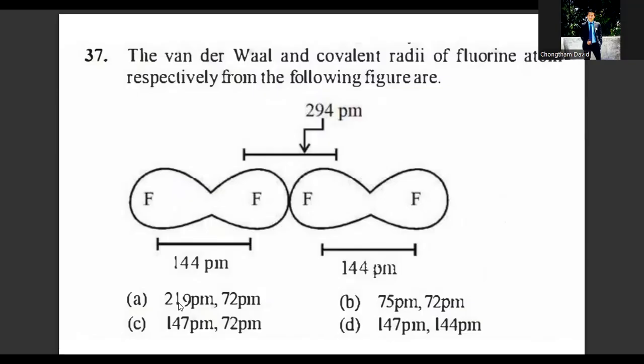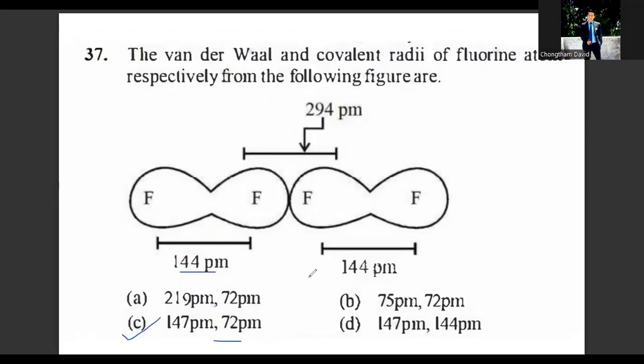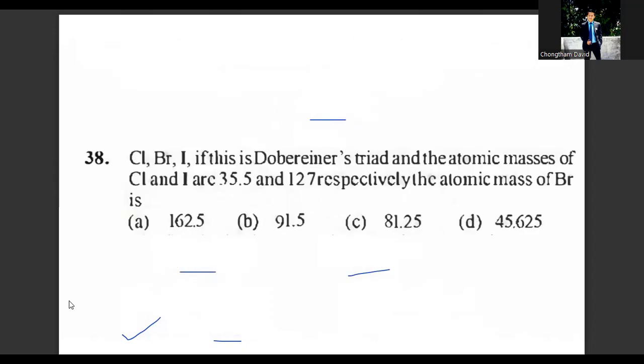So what would be the option to this question number 37? It would be 147 and 70. You divide this into half each. You will be getting 147 and 72 as the answer. I hope it's clear.